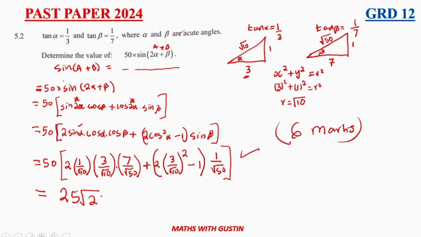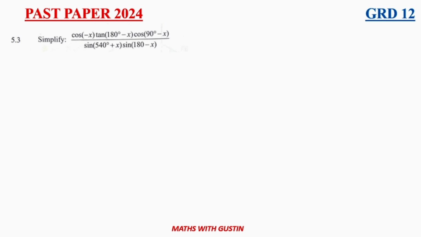Let's move on to 5.3. Now 5.3 is a simplify question. Just normally they will say simplify. This is known as reduction. So you simplify without the use of the calculator. So let's go ahead and have a look at this one here now.